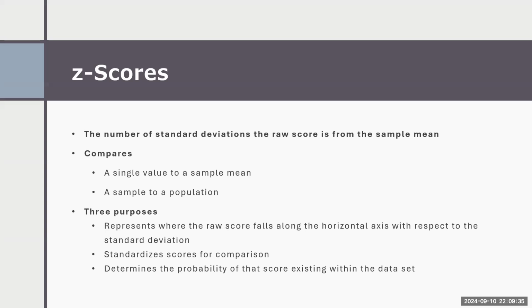Why do we do this? Well, one, it represents where the raw score falls on that horizontal axis, the x-axis, and we use it in relation to standard deviations. It standardizes the score so we can compare it, so that things like sample size, even the statistical analysis that we might have used, none of that is going to impact it, right? It's a standardized process that we can compare. It also determines the probability or even the percentage of the score in an existing data set. And we're going to get to play with that a bit today as we go through this tutorial.